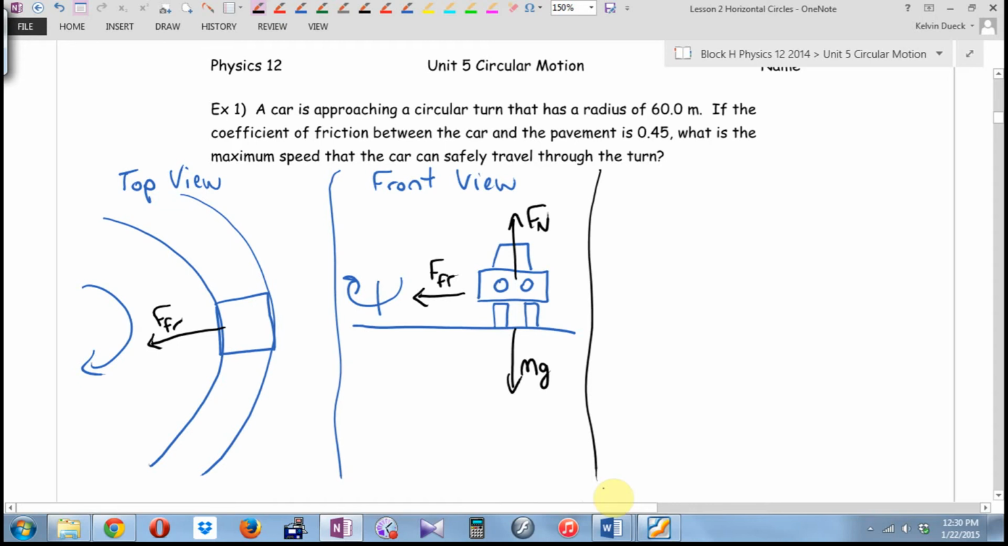Okay. Vertically, who's winning? Trick question. No one. So centripetally, I didn't say horizontally. Centripetally, who's winning? What's the only force pushing you in a circle? Winner, no loser, equals FC. Where FC equals MAC.